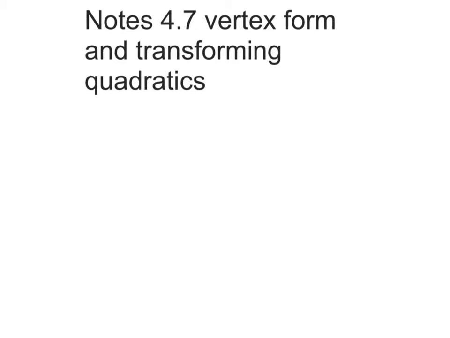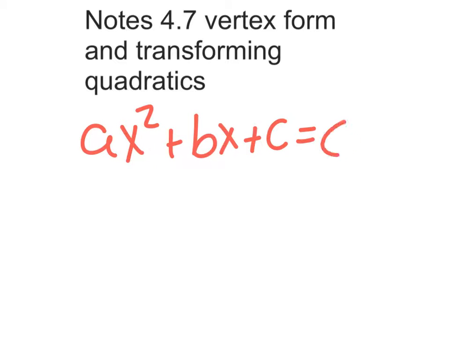Alright guys, so we're going to work on section 4.7, vertex form and transforming quadratics. So we already know one type of quadratic equation. That's a standard form quadratic equation, which is ax squared plus bx plus c equals 0. Now, we know how to solve these by factoring, splitting and solving, or maybe even completing the square.